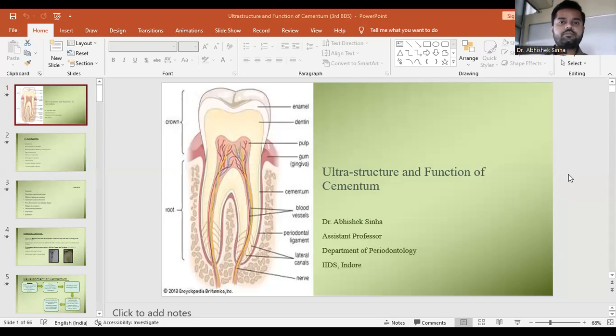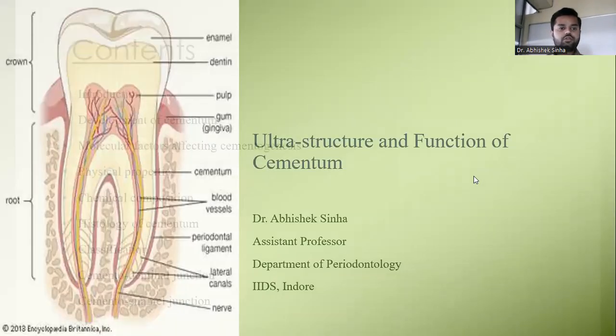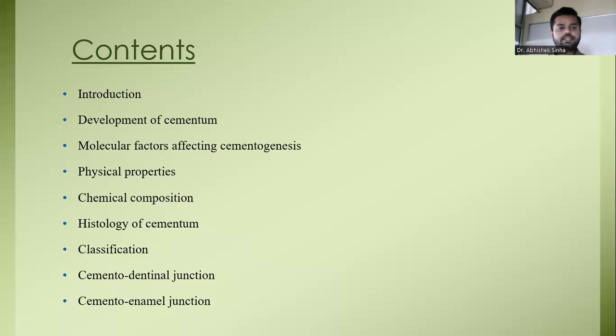As I've already spoken about, normal periodontium consists of 4 basic chapters: gingiva, periodontal ligament, cementum, and alveolar bone. So today the topic that I'm continuing is cementum. So let's go with the flow. I'll just enlarge this PPT for you. Right. So this is going to be the content list for the presentation.